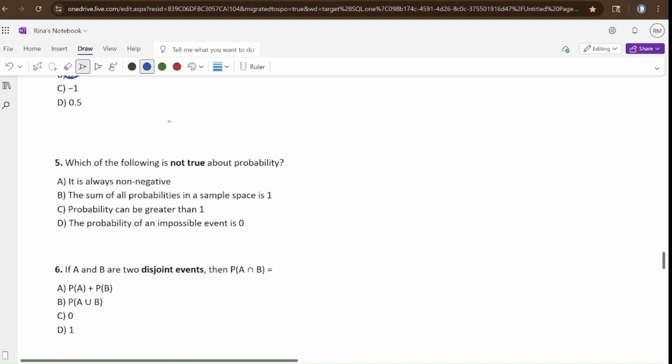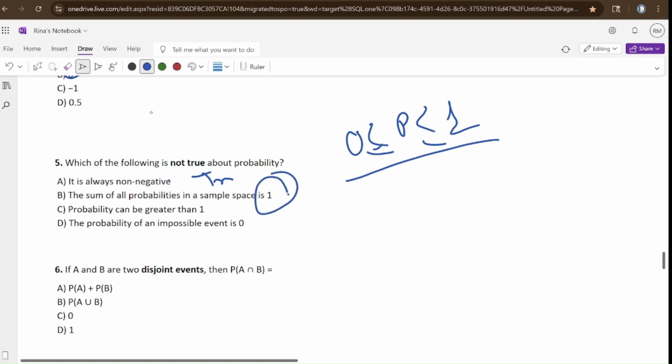Okay. The second one. If an event is impossible, probability is 0. Which of the following is not true about probability? It is always non-negative. That is true. As I said, it will always be from 0 to 1. It can never be a negative number. Right? The sum of all possibilities in a sample space is 1. Exactly. Probability can be greater than 1. No, that is not true. The probability of an impossible event is 0. That is also true. So the answer is C.